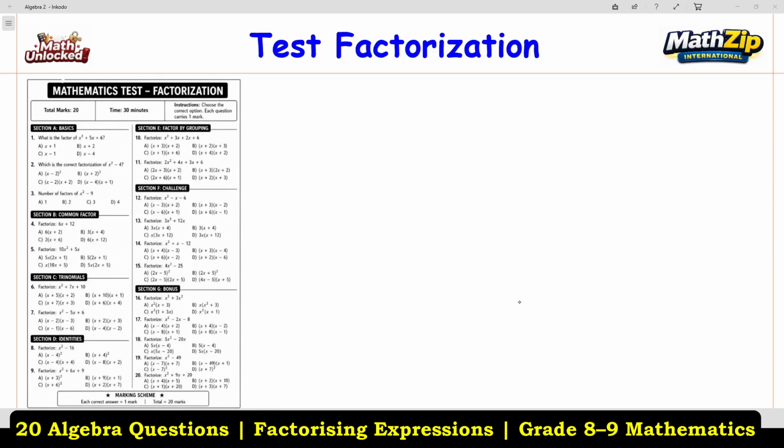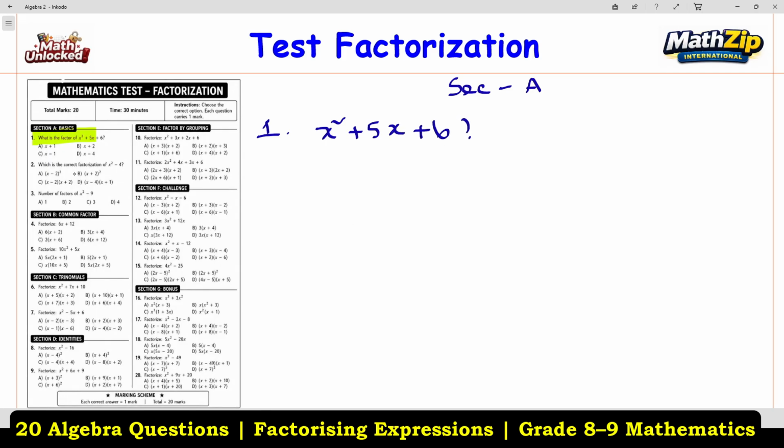Mathematics test, factorization. Section A. First question: What is the factor of x² + 5x + 6?